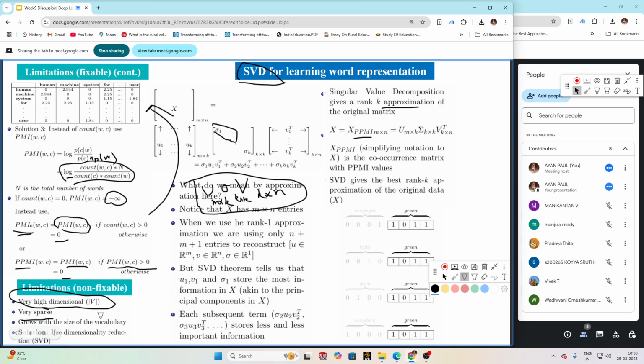Now what is the idea of doing that? Wherever we are doing dimensionality reduction, what is our target? Our target is to retain the main information, and the information which is not important to us we can just leave or eliminate. We can take only the information that is very important to us. That is the idea of dimensionality reduction.